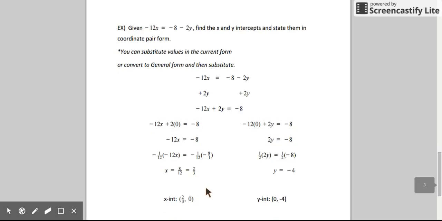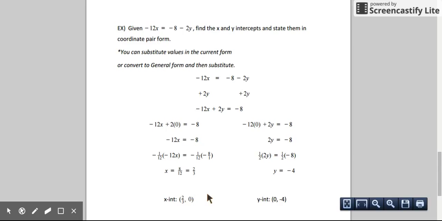So the x-intercept is at (2/3, 0). If y is 0, x is 2/3. If I wanted to graph this or draw it on a 10 by 10 graph, you could just estimate and place this in between 0 and 1.